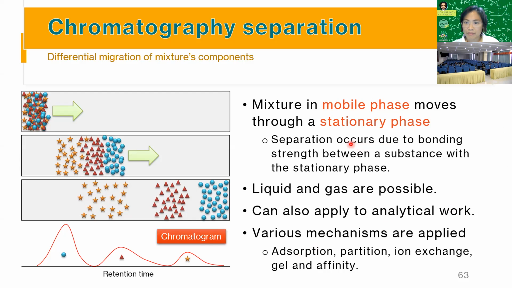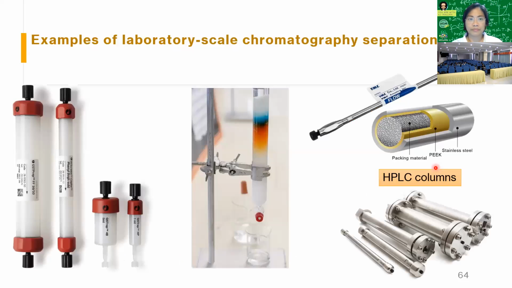But it occurs due to the different velocity in moving through a chromatographic column. These are examples of laboratory scale chromatography separation. The right hand side here is an HPLC column. It's a stationary phase that is packed in the column, and then you flow your sample in the mobile phase through, and it will pass the column and then separate into the detector.